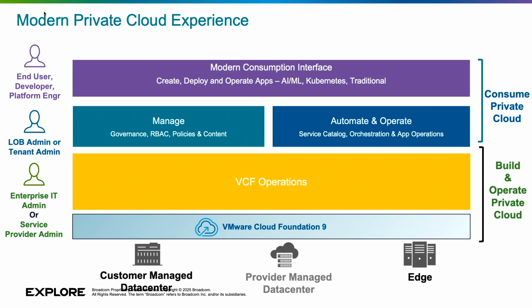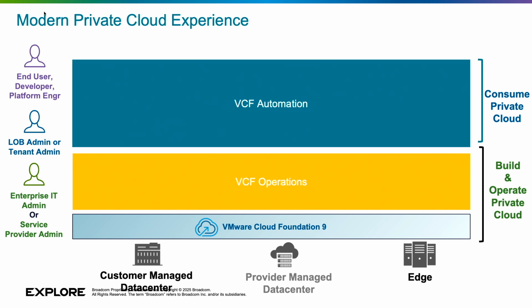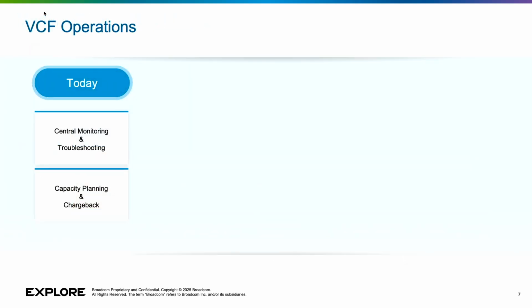VCF operations is the artist formerly known as ARIA operations, the artist formerly known as vROps. We love changing names, so that's what it's called now. And then for the consumption layer, we have VCF automation, which is the artist formerly known as ARIA automation or vRealize automation, right? We have these technologies in our portfolio, we use them to build these two layers.